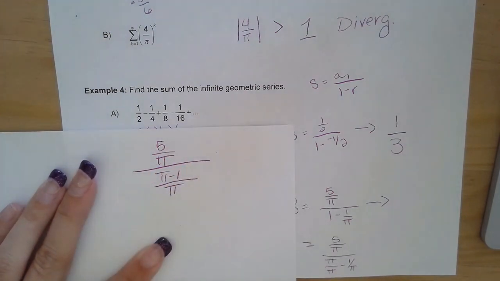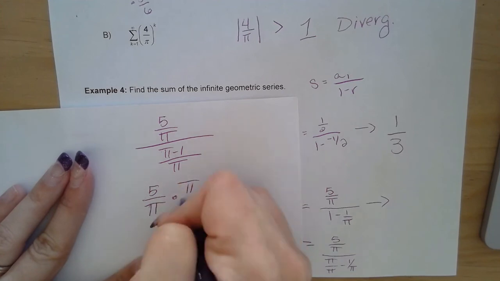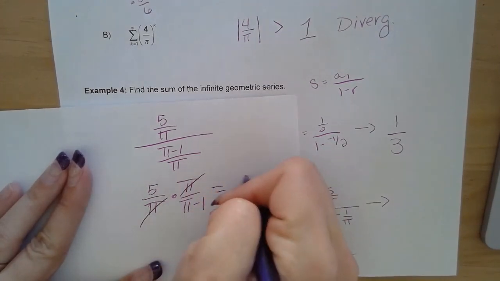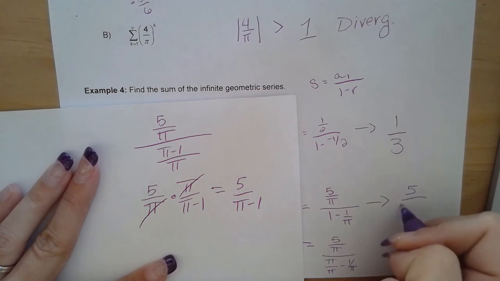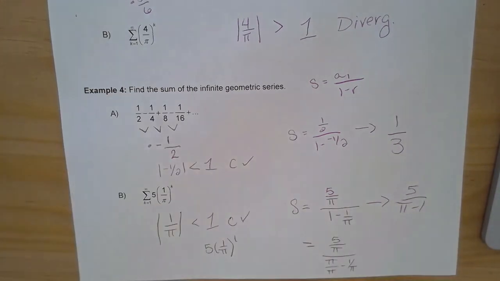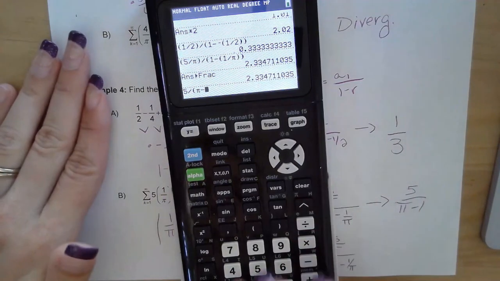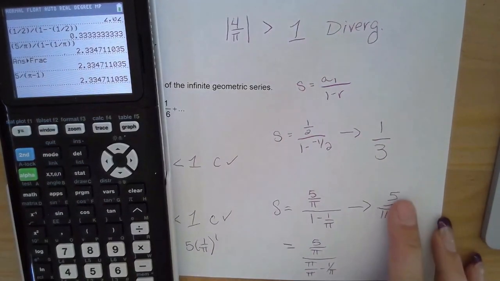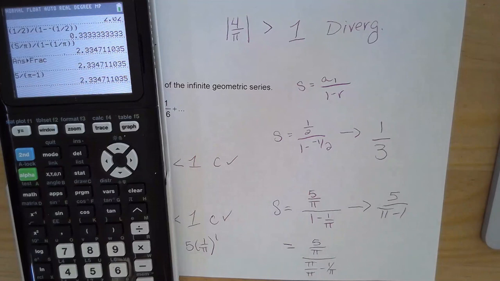Well, what do we do when we divide by a fraction? We multiply by its reciprocal. So pi over pi minus 1. These two pi's cancel, and we are left with 5 over pi minus 1. Okay, so that is our answer. And I'm going to prove to you that it is the same amount. So 5 divided by pi minus 1, and what do you know? Same value. This is just more accurate because it's exact, whereas if we put in the 0.2334, we're approximating it. So it depends on your teacher and the question if they're okay with you approximating.